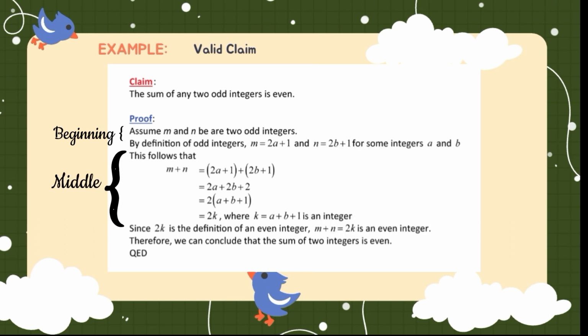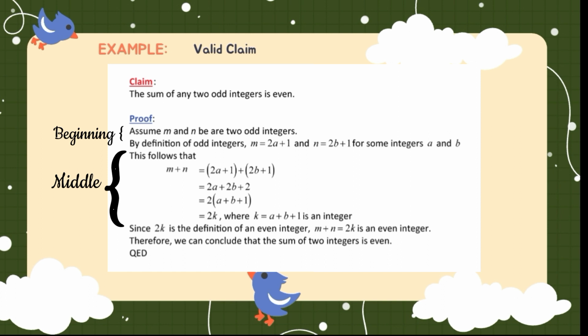Since the claim is the sum of any two odd integers is even and we assume m and n are the two odd integers, therefore it is m plus n. Using the definition, m plus n is equal to 2a plus 1 plus 2b plus 1, which is equal to 2a plus 2b plus 2, and factoring out 2, it is 2 times (a plus b plus 1), which is equal to 2k, where k is equal to a plus b plus 1, an integer.